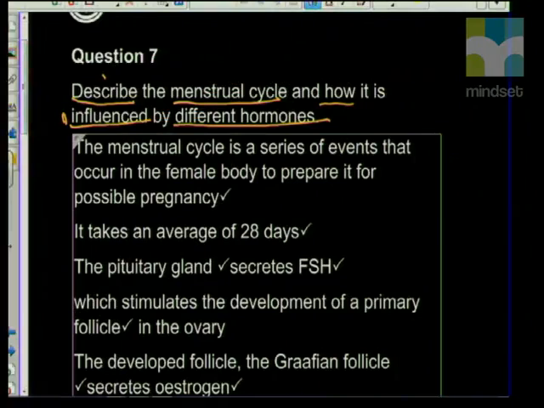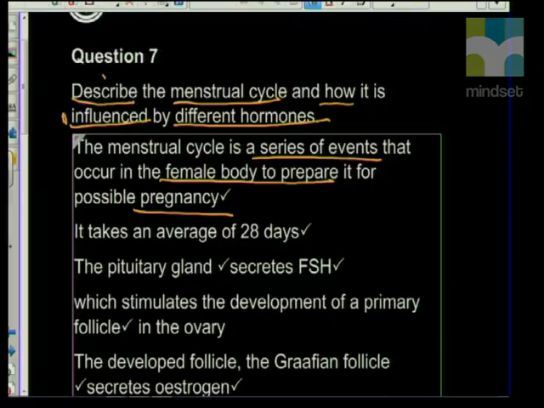The menstrual cycle is a series of events that occurs in the female's body to prepare them for pregnancy every month. They don't know when it's going to happen. You do know when it's going to happen, but the body has to prepare itself.